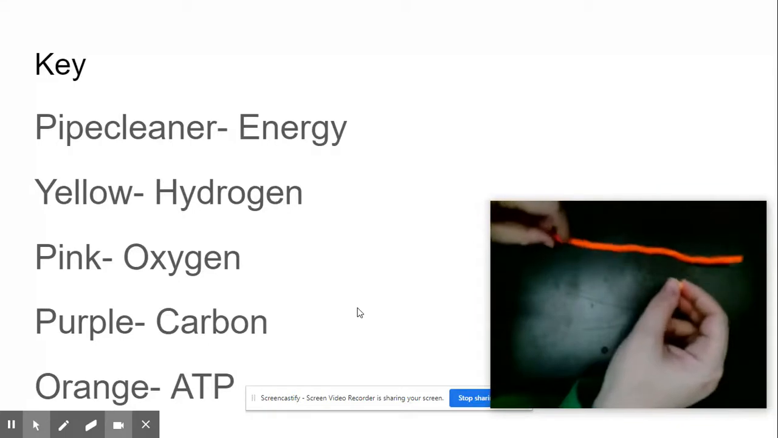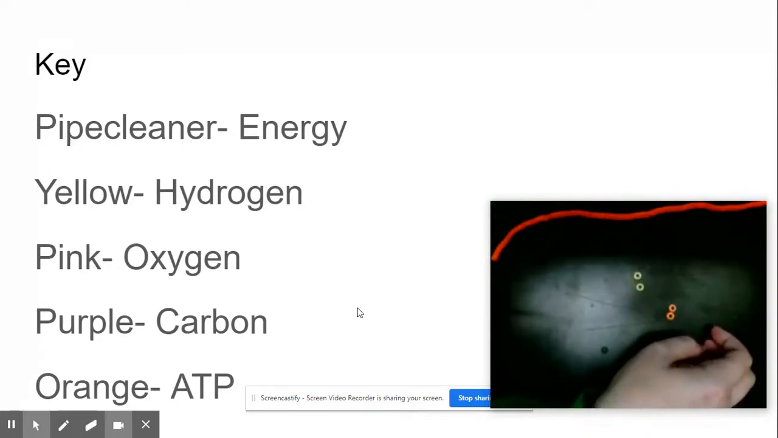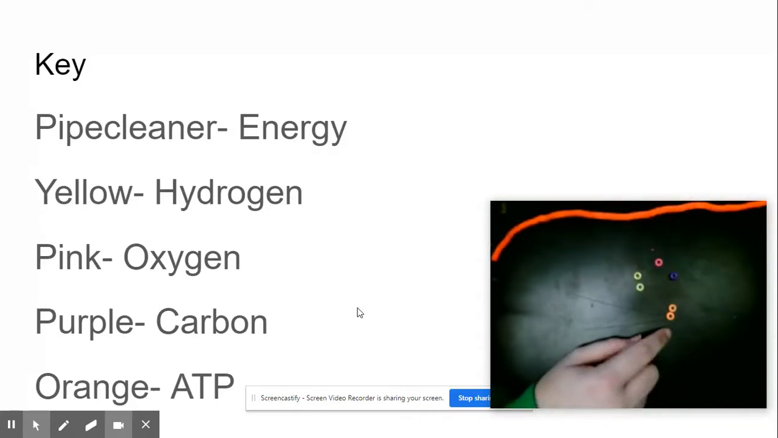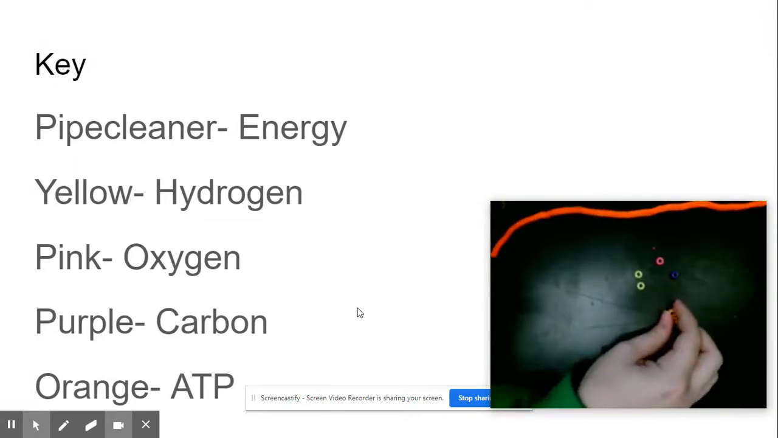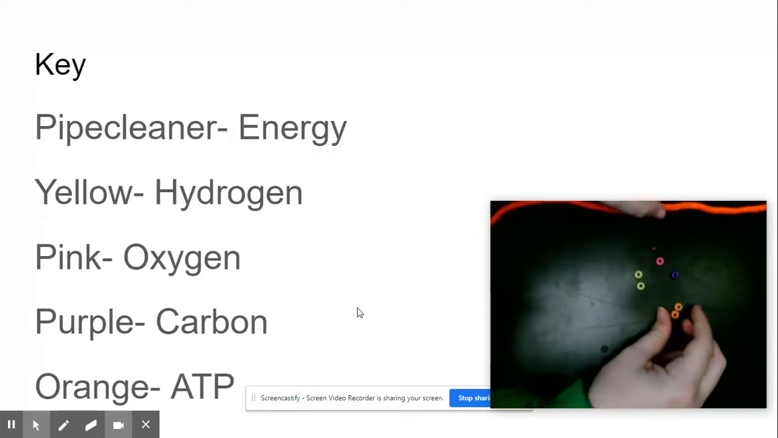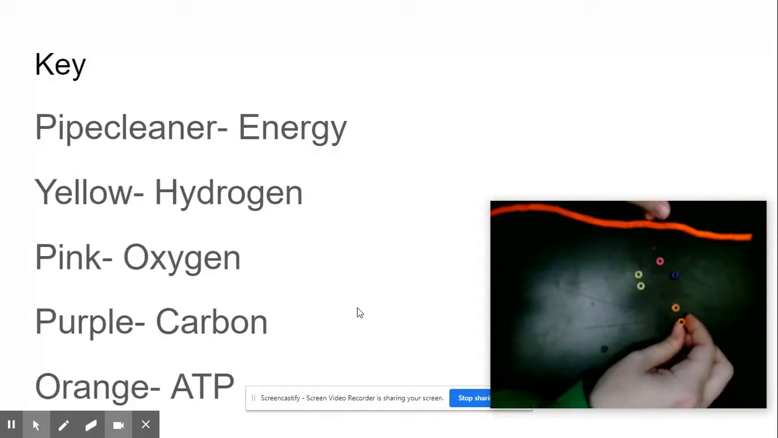So our pipe cleaner is going to represent energy. Then the yellow beads are going to be hydrogen. Pink is oxygen. Purple are carbon. And then the orange are our ATP of energy that are going to be created. Remember, the ATP is actually going to be adenosine triphosphate. And we will put together an ATP from an ADP when we break apart bonds. And this is how our cells in humans are going to use energy.